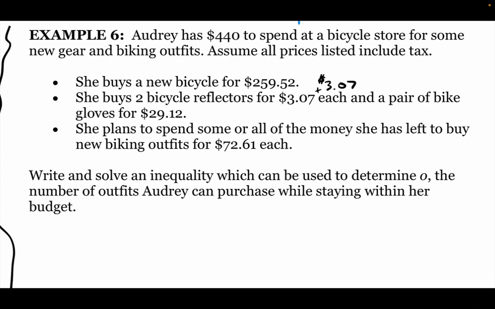After that, she plans to spend some or all of the money she has left to buy new biking outfits for $72.61 each. Write and solve an inequality to determine O, the number of outfits. So that's what we're trying to solve for. The number of outfits she can still buy with her remaining money.